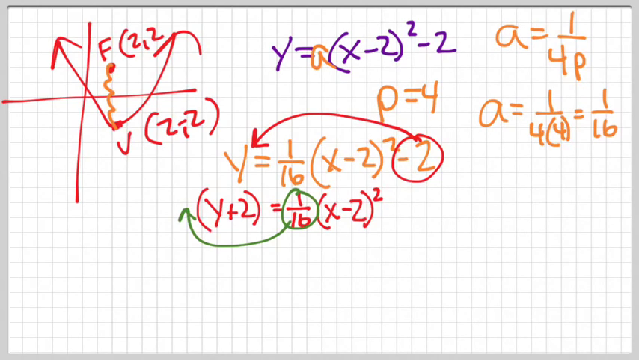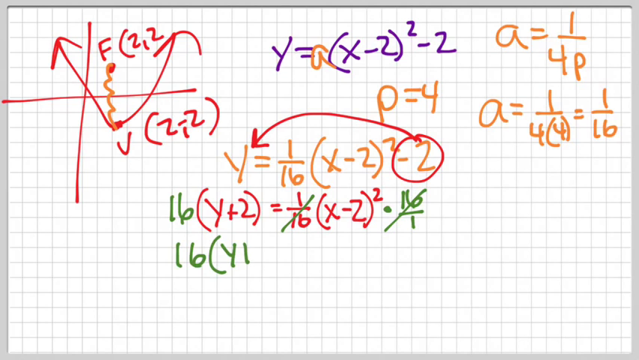But here's the weird thing about when you move the 1/16 over. You can't just simply move it over like addition and subtraction because the fraction is being multiplied. So what you do is you multiply by the reciprocal. So the reciprocal of 1/16 is 16 over 1. And multiply by 16. So those cancel. And then I have 16 times y plus 2 equals x minus 2 squared.